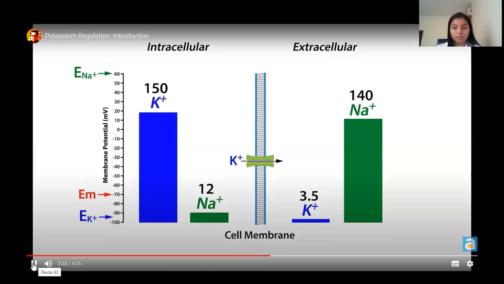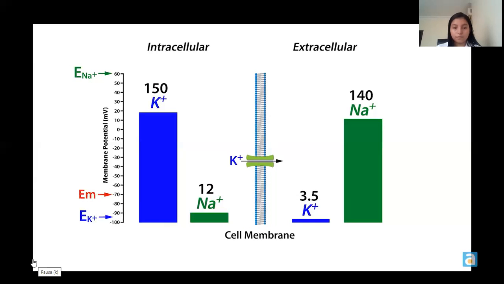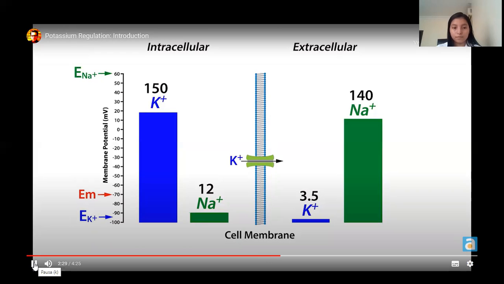Now, because the cell is mostly permeable to potassium ions, it means that changes in intracellular and extracellular potassium ion concentration will have a more profound effect on the resting membrane potential than changes in the intracellular and extracellular sodium ion concentration.